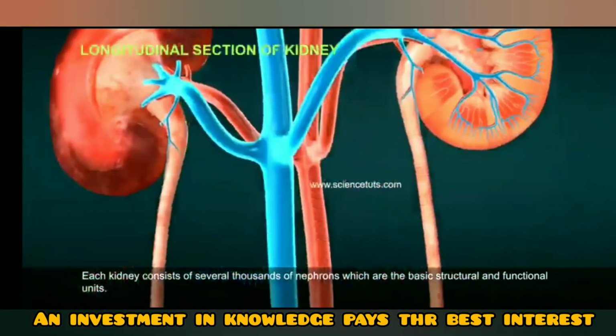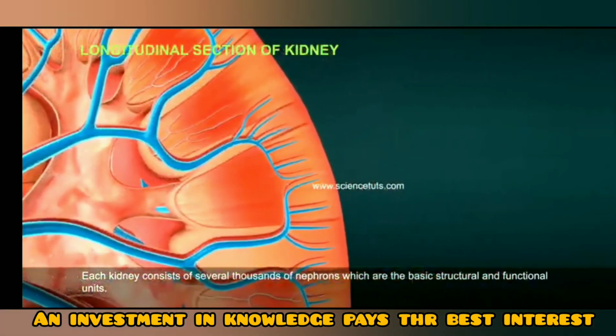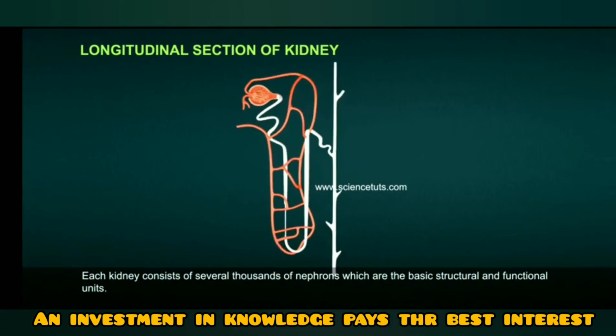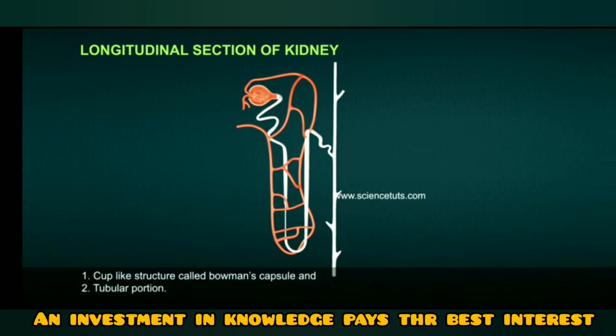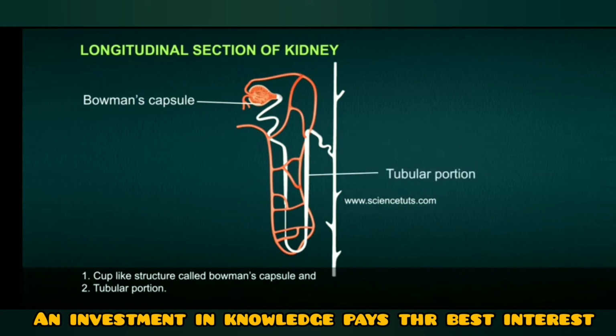Each kidney consists of several thousands of nephrons, which are the basic structural and functional units. They are responsible for urine formation. In the human kidney, there are about 2 lakh nephrons. Each nephron has 2 parts: 1. a cup-like structure called Bowman's capsule, and 2. a tubular portion. Figure 19.3.